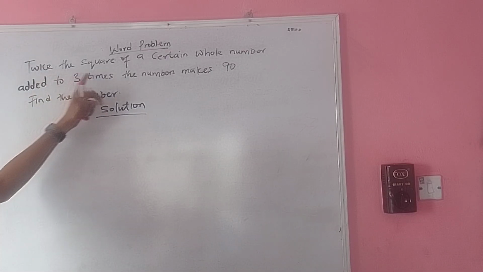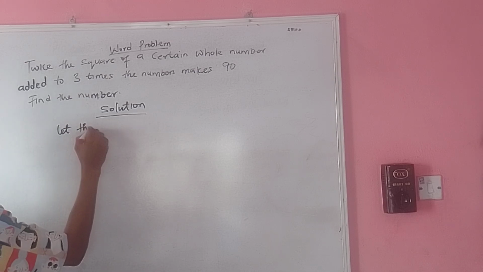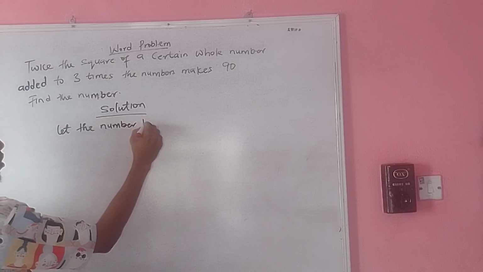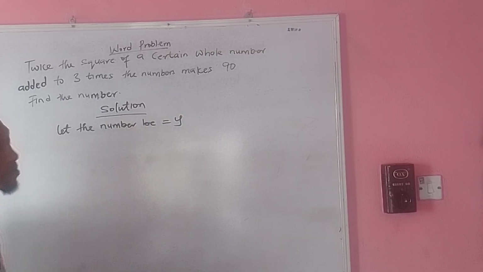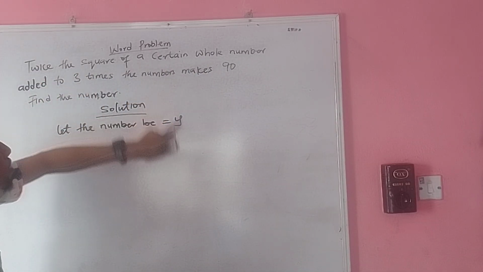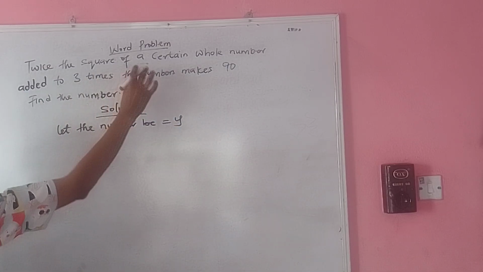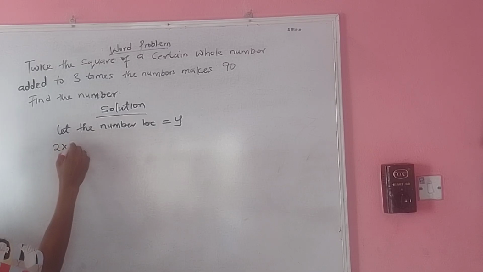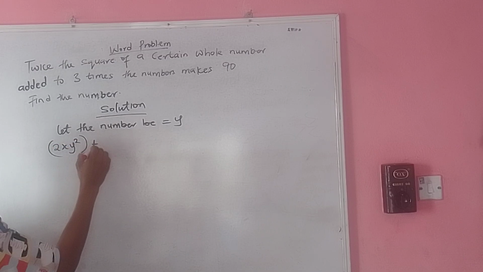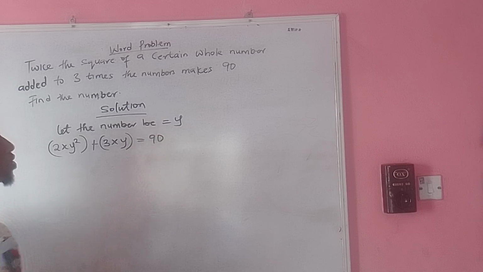Twice a certain whole number, so we don't know what the number is. So we start like this: let the number be equal to y, because we don't know what the number is, so you can use any alphabet. So twice the square of that certain number, which is y, added to 3 times the number makes 90. That means 2 times the square of the number, added to 3 times the number, and our result is 90. We're asked to find the number.